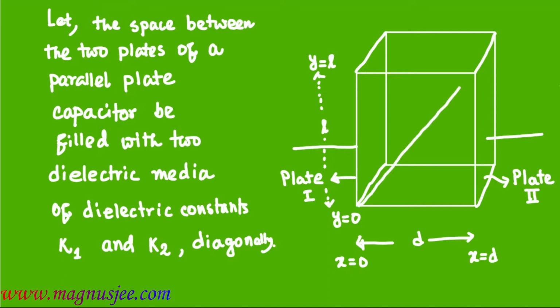Now the space between the two parallel plates is filled by two dielectric media diagonally, as shown in the diagram. These two dielectric media have dielectric constants K1 and K2. We consider an elementary, thin portion of these two dielectric media.